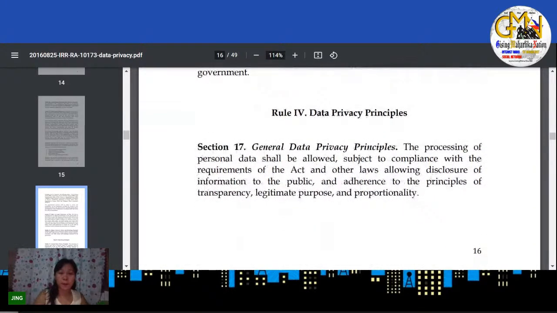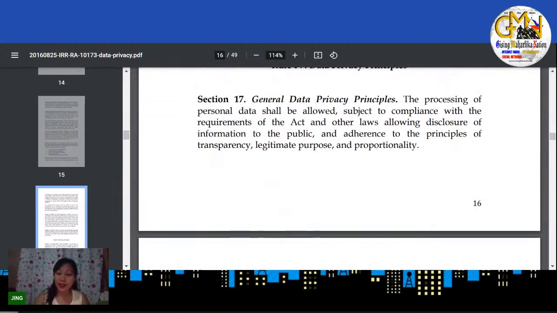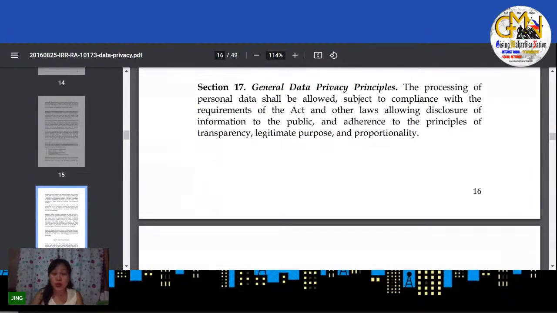Rule 4, Data Privacy Principles. Okay, Section 17, General Data Privacy Principles. The processing of personal data shall be allowed subject to compliance with the requirements of the Act and other laws allowing disclosure of information to the public and adherence to the principles of transparency, legitimate purpose, and proportionality.